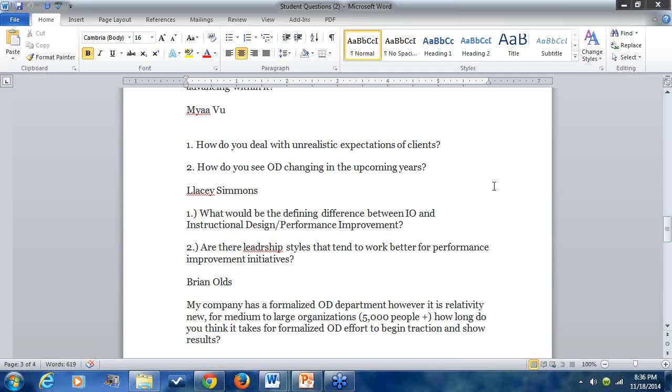And then, Catrice, how does the OD model work within bigger organizations? The same. It's just scalable. It works the same. It's just scalable. And what are some of the main issues when implementing this model or a model?